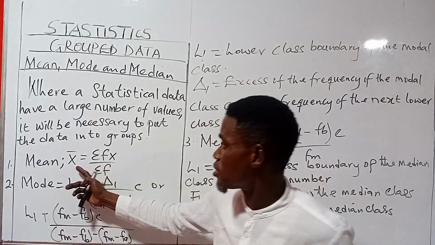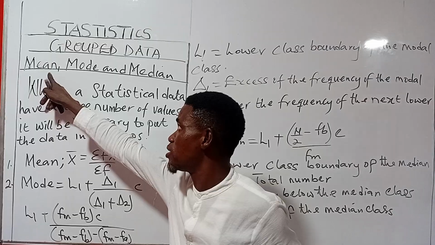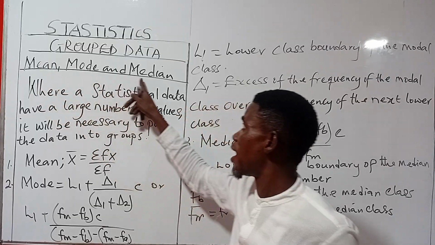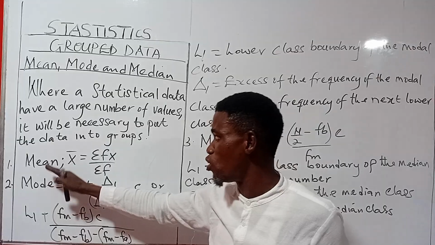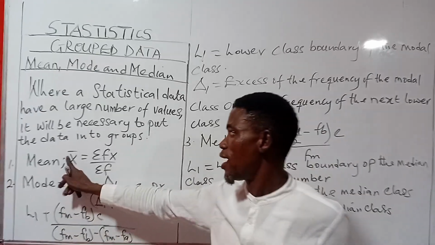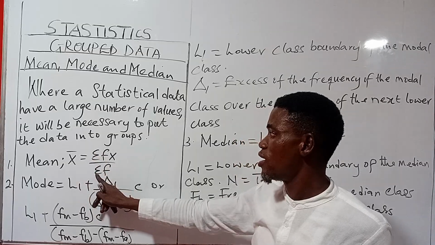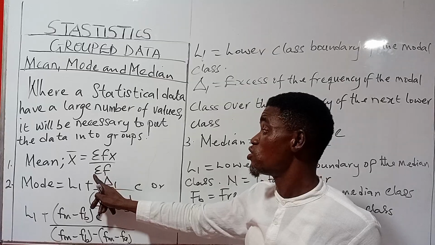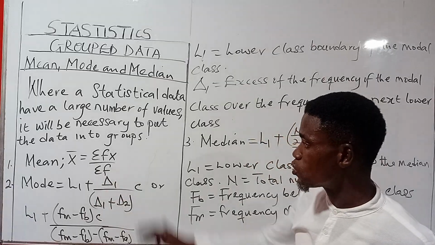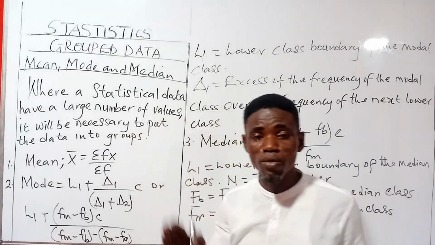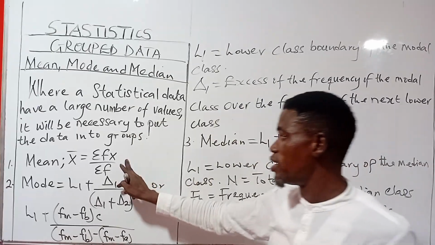Now, let's look at the formulas. We need to calculate the mean, mode, and median. And what is the mean? We are all familiar with that: x bar equals summation of fx divided by summation of f. So that is the formula to calculate the mean.